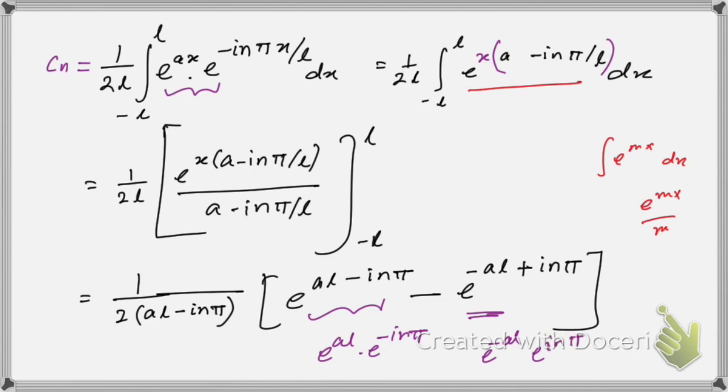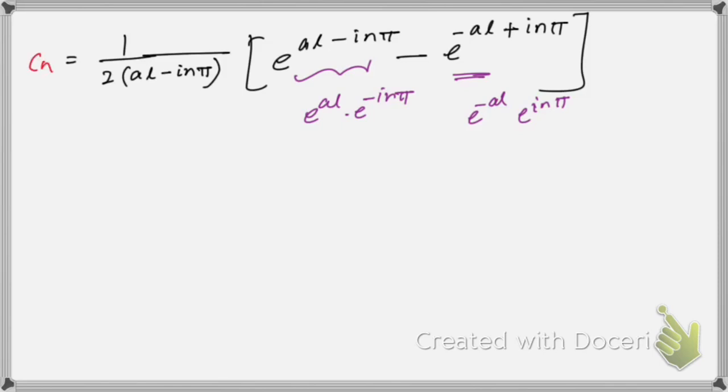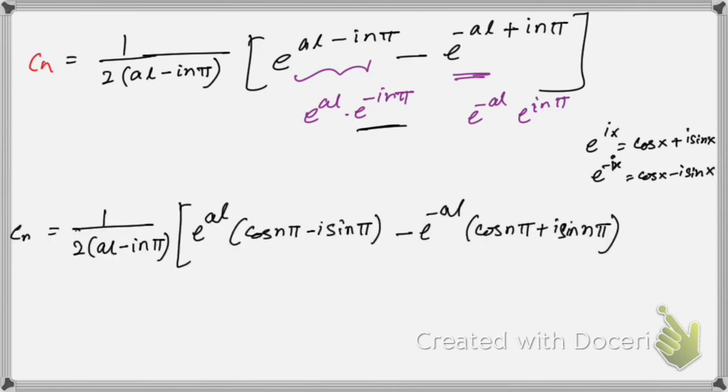Okay, so now let me copy these things and go to the next slide. This is the value of Cn, right? So here is the last step we have got. This is nothing but Cn. What we can do here is again apply the formula: e to the power ix is cos x plus i sin x, and e to the power minus ix is cos x minus i sin x. If we apply these identities, this is the result we're going to obtain. So let me close the bracket.